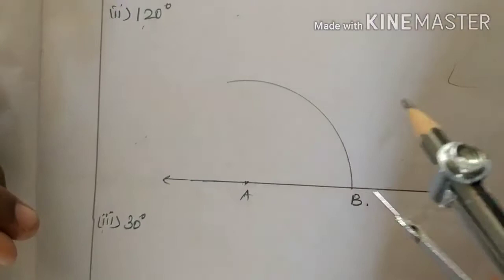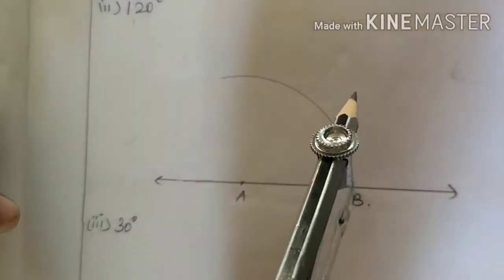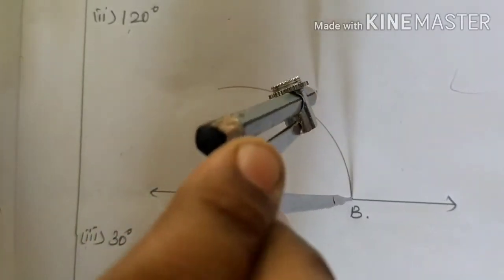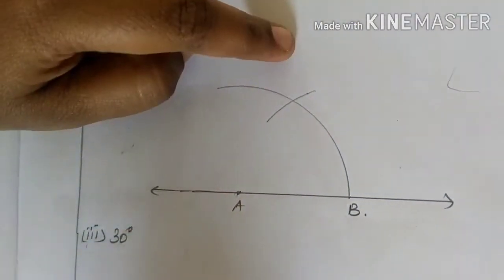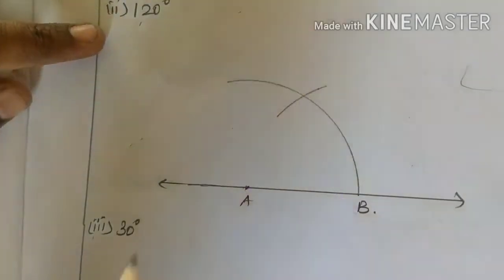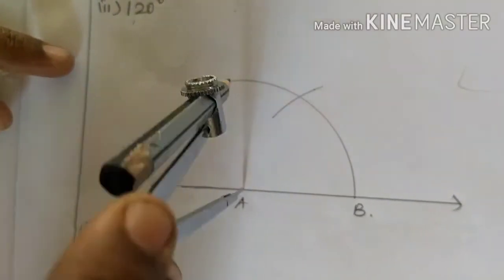Now keep the same measurement, keep the needle of the compass at B and draw one arc. This is how many degrees? If I join this, I will get 60 degrees, but here I want to do it for 120 degrees.